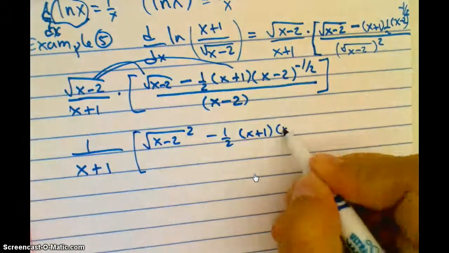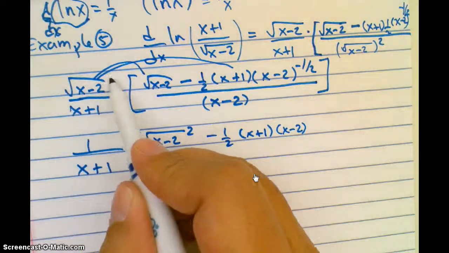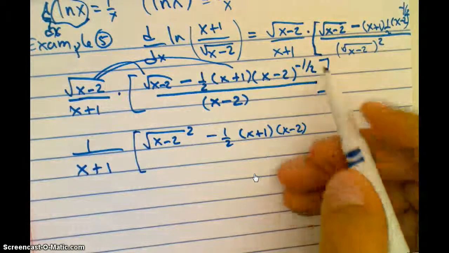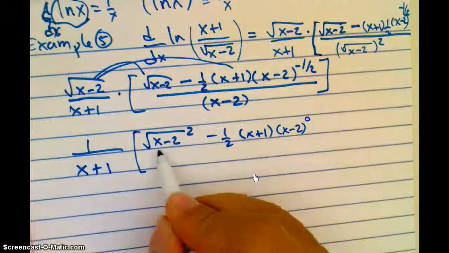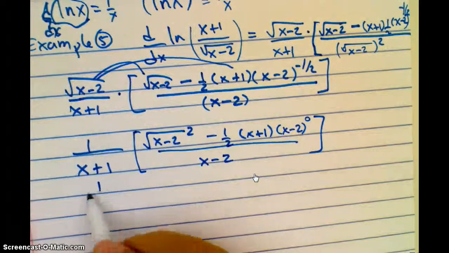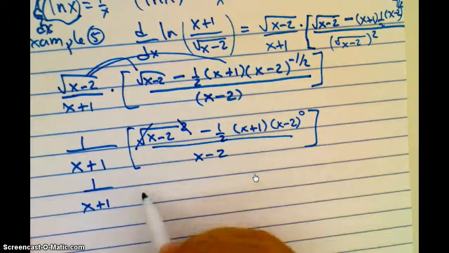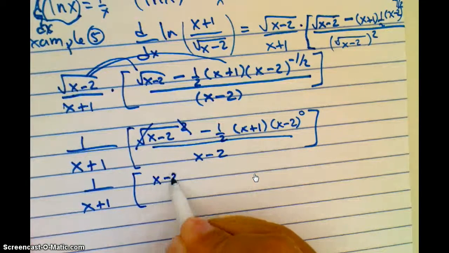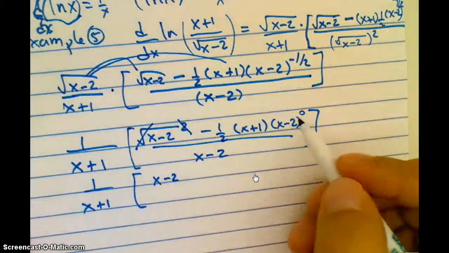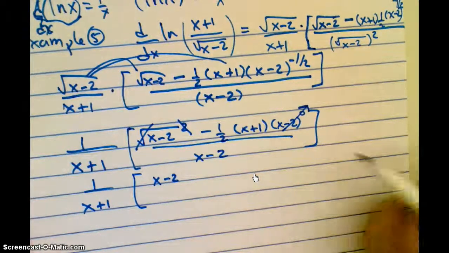So this will be x minus 2. Remember that the square root is the exponent 1/2 plus negative 1/2, that will give me 0 over x minus 2. So simplifying some more, I'm gonna have these two cancel out, so I have x minus 2, and then x minus 2 to the 0 is 1, so that goes away.